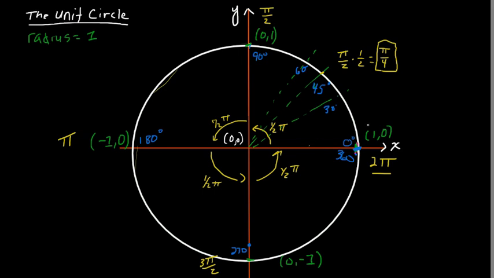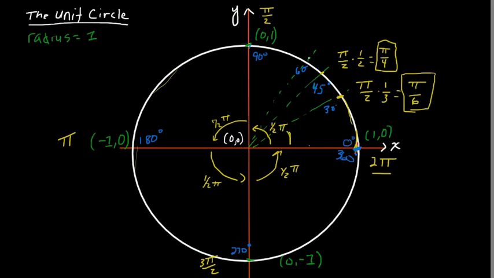This distance from this point to the x-axis is 1/3 of the full distance, and the full distance is pi over 2. So we have pi over 2 times 1/3 equals pi over 6, and that is the radian measure for a 30-degree angle.